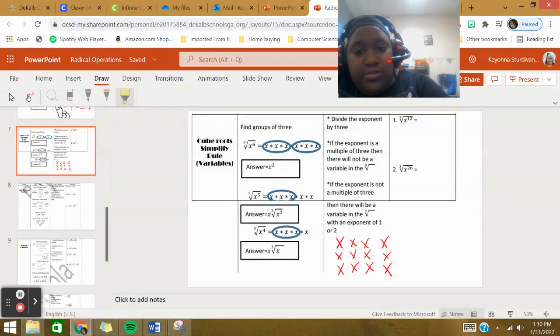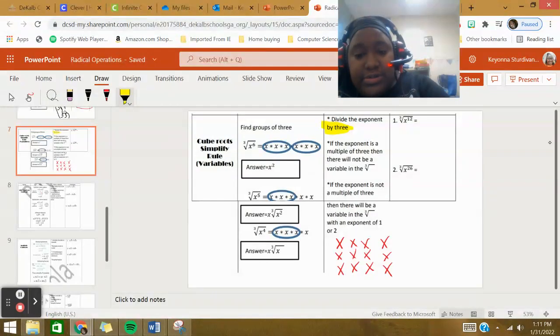So again, let's read the rule. It says divide the exponent by 3. If the exponent is a multiple of 3, then it will be no variable under the radical. Okay, so if it's divisible by 3 or a multiple of 3, then you won't have anything left. And it says if the exponent is not a multiple of 3, then there will be a variable. So if it's not, it'll be a variable under the cube root, okay, with an exponent of 1 or 2. Exponent will always be 1 or 2.